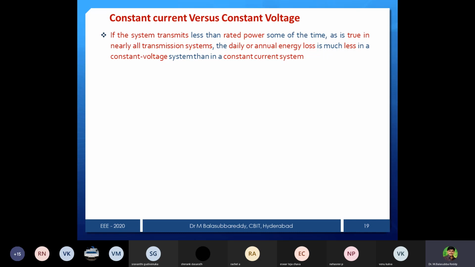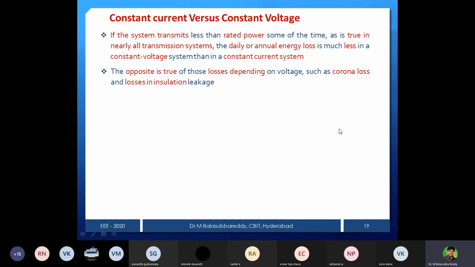In that case, the rescheduling of power is done to minimize your cost and losses, all these things. So that is the reason here that the power transmission is always less than the thermal limit only.